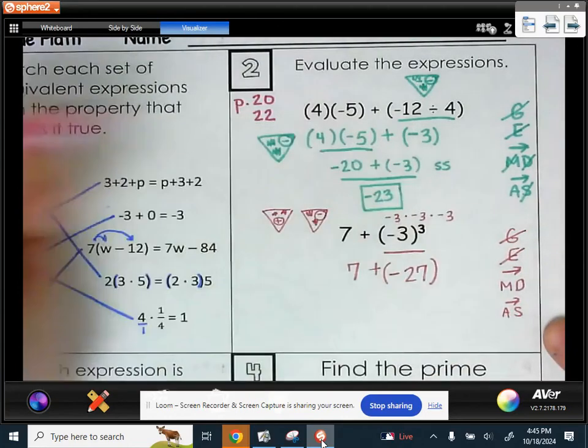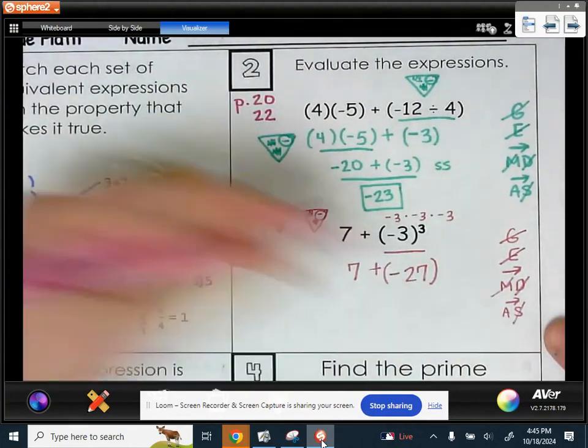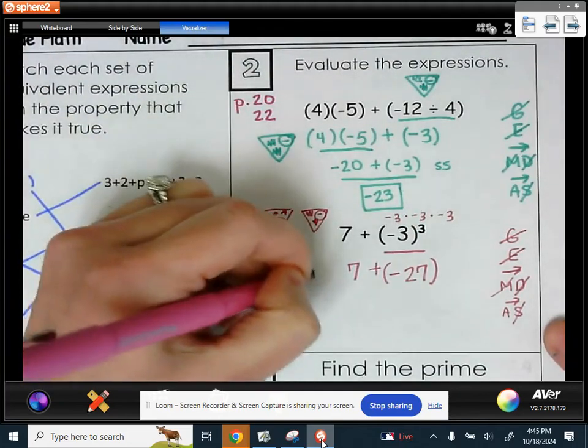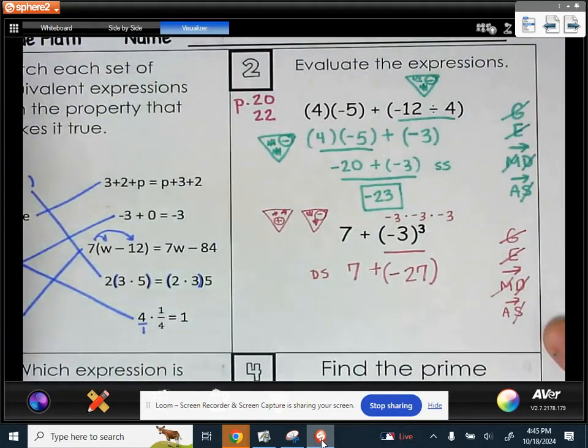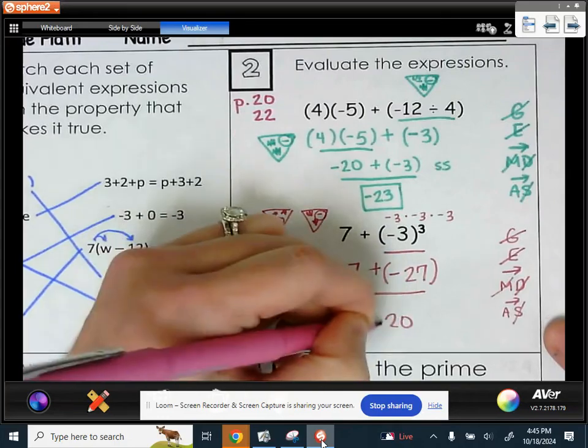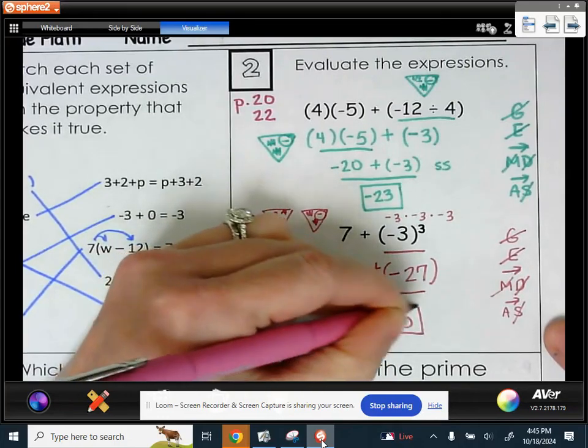And then we don't have any multiplication or division here. We only have the addition, but again, we're dealing with negatives, so we have to ask ourselves, is it same signs or different signs? In this case, it's different signs because we have a positive and a negative. Different signs, we find the difference, which is 20, and we have more negatives, so -20 for that problem.